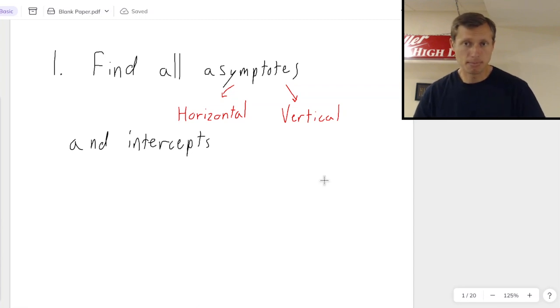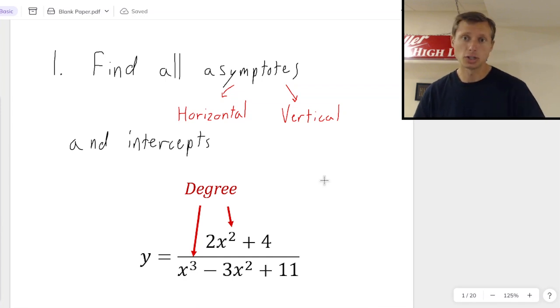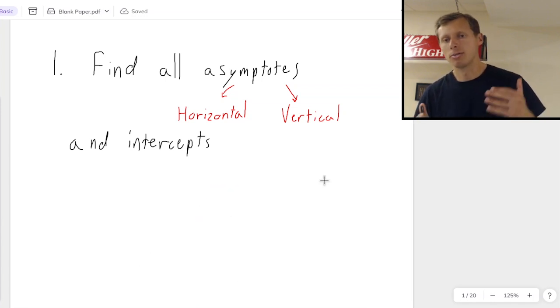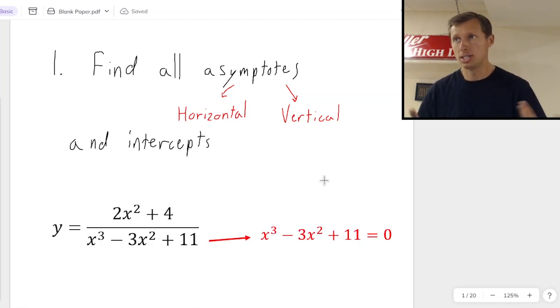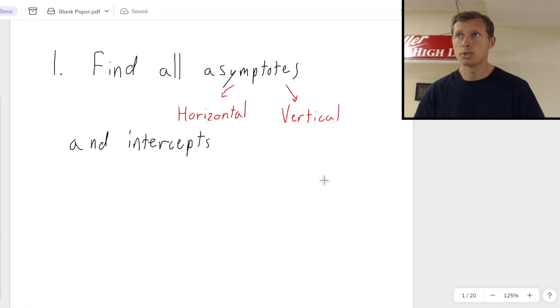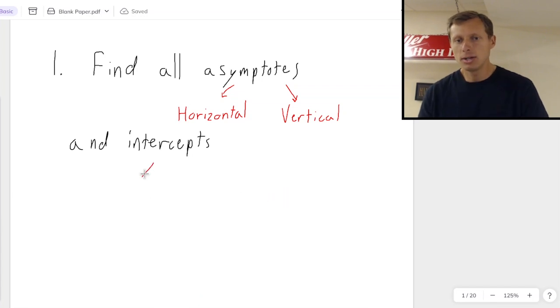Horizontal asymptotes depend on the degree. Numerator degree higher, denominator degree is higher, or degrees are equal. That determines the horizontal asymptote. For the vertical asymptote, you're just setting the denominator equal to 0 and solving, and that's your vertical asymptotes. And for vertical asymptotes, you have to look out for holes in the graph, which is when the numerator cancels out with the denominator. And then for the intercepts, of course, there's the x-intercept and the y-intercept.